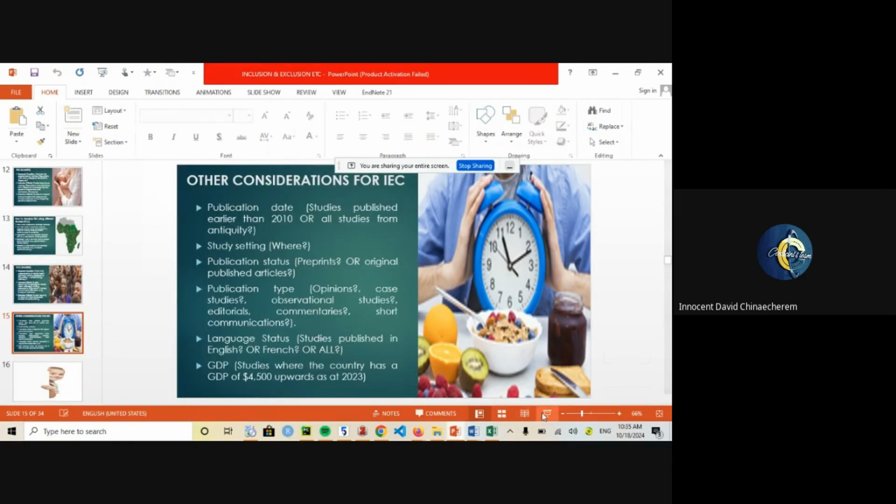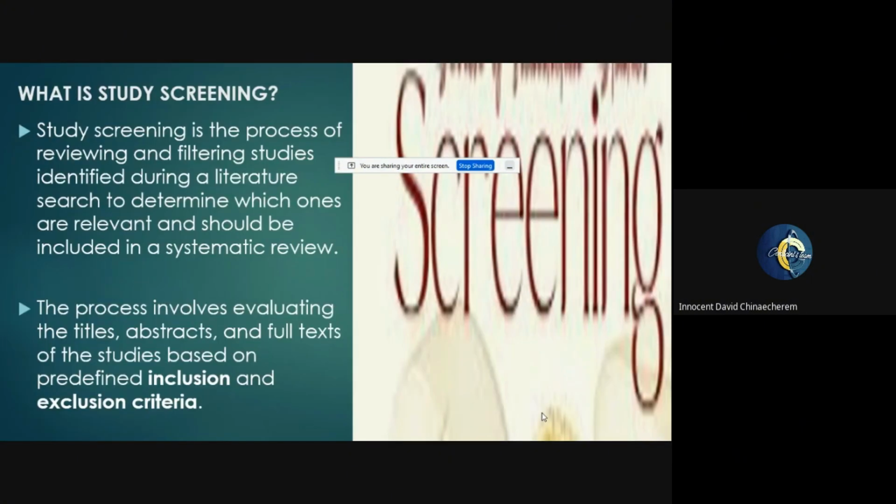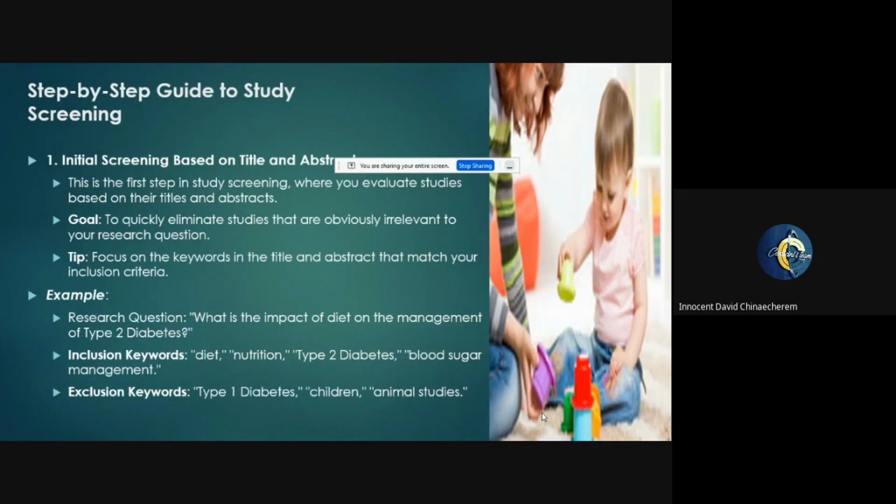Then we went further to talk about study screening, where we explained study screening as reviewing and filtering studies identified during any literature search, which is something we would always have in common with the systematic review, because study screening spans from the title and abstract check to the full text check. So we also examined a step-by-step guide to study screening. We looked at what it could be. We had examples. You have to check out some of the keywords in your search terms, and understand when something is not going to be included.